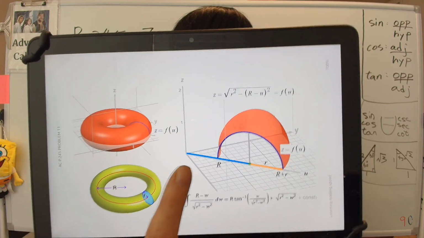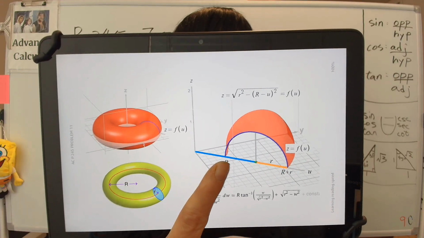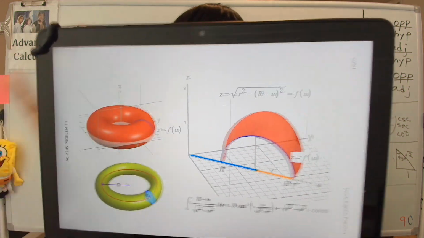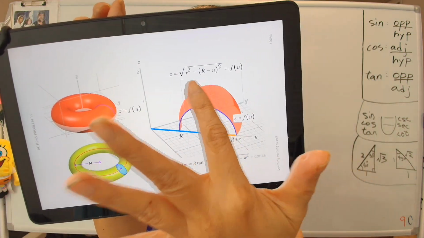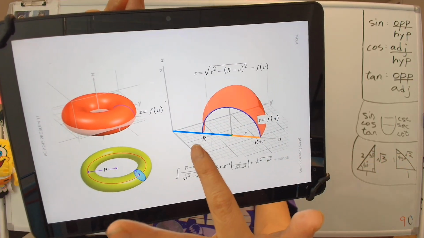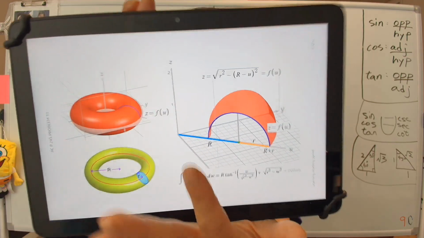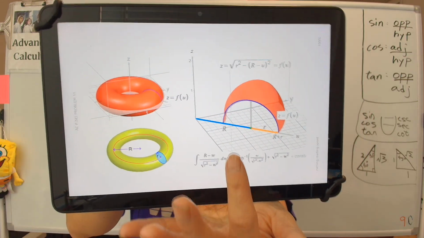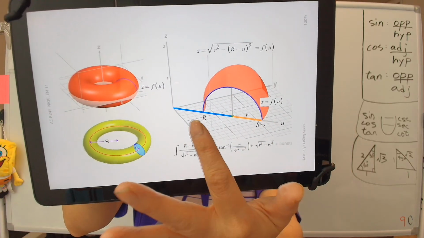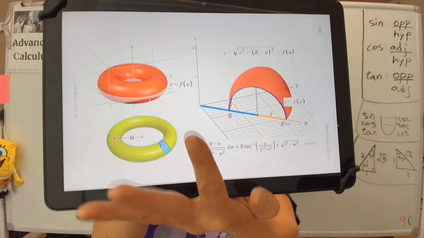Now, I also blow up just this part, the little part of the donut. On top, I have written the formula for z, which is this thing. Please verify this yourself. It's just the hemisphere that's a bit off-centered, centered at R comma 0. Then you spin this thing around the z-axis, and you'll get the result.